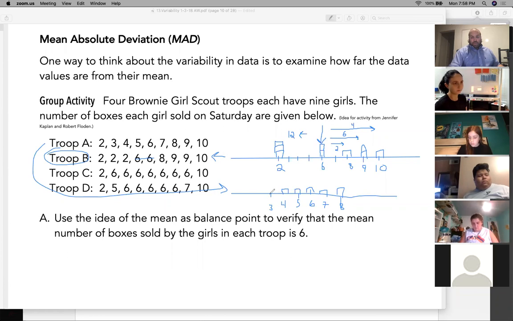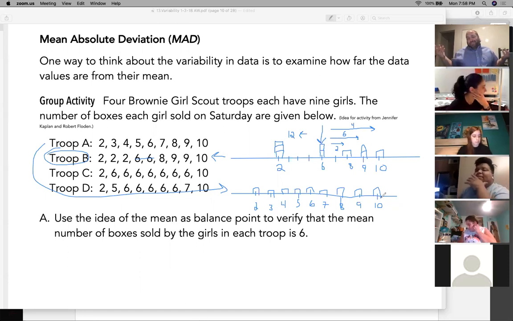I have 1 at 3 and 1 at 9. The 3 and the 9 are each 3 units away, so they cancel. And then I have one at 2 and one at 10. Those are each 4 units away, so they cancel. So every one on the left cancels with one on the right. Okay? So this establishes that the mean is 6.